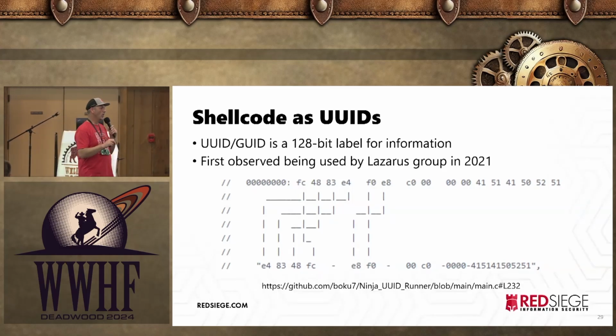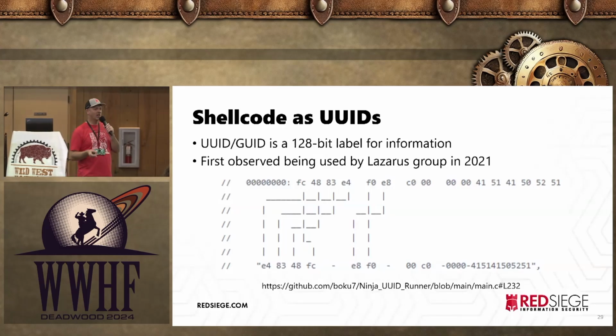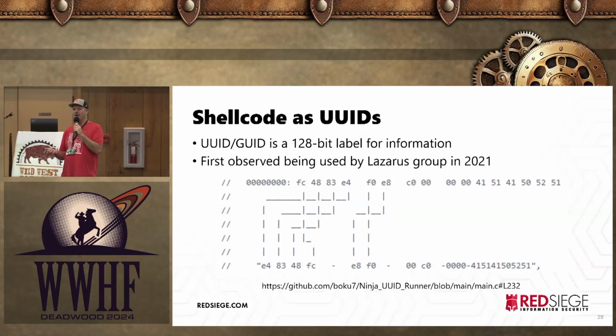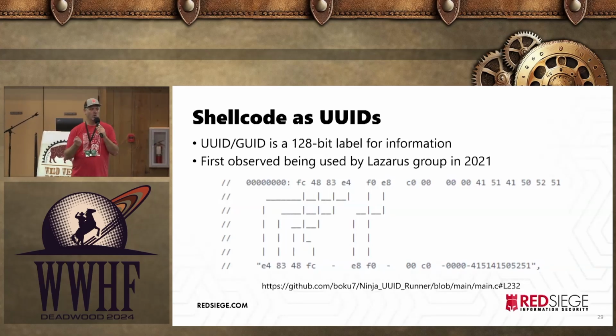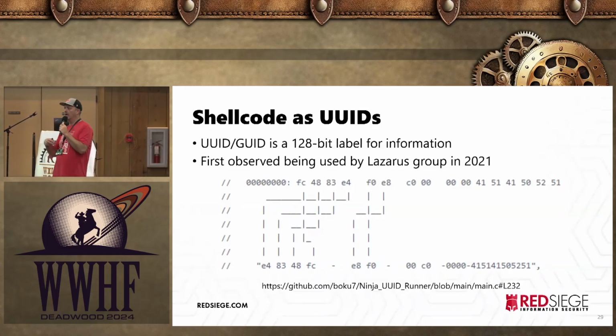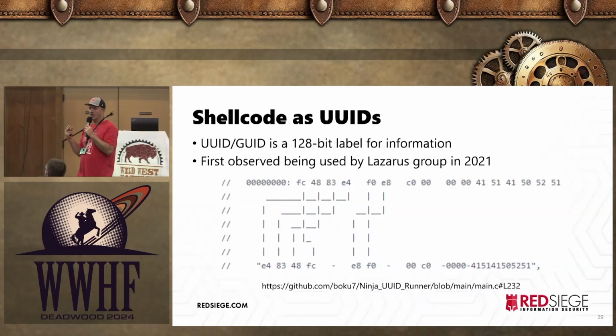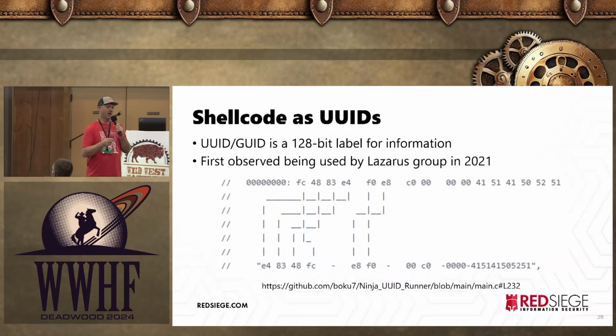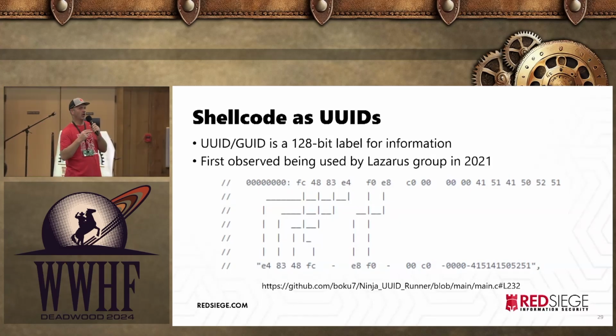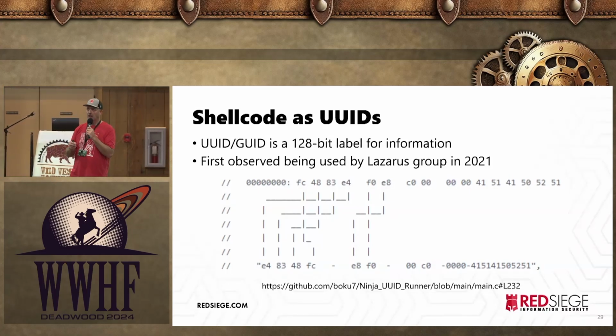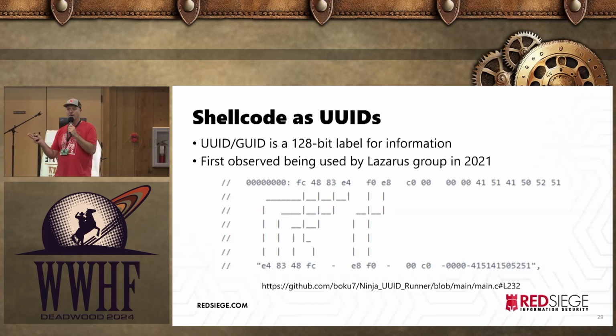Back in 2021, might have been NCC Group, I can't remember who the analysts were that found this, the Lazarus Group back in January was using this novel shellcode obfuscation technique, a novel shellcode execution technique, and a novel technique for copying shellcode.